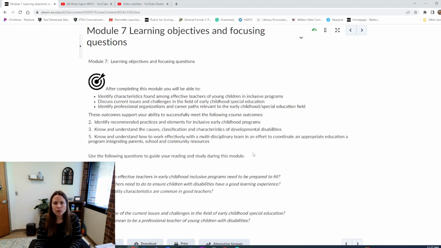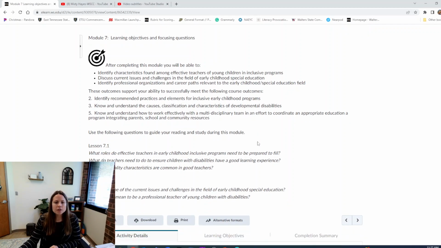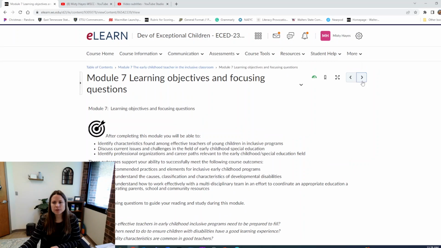You're going to be the coordinator with parents and working with community and school and resources. So all these things play a big role. And where do you fit in? I have some guiding questions for you to think about before you actually start the module. So make sure you look at those.